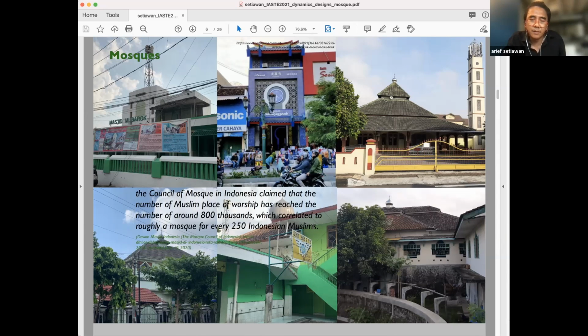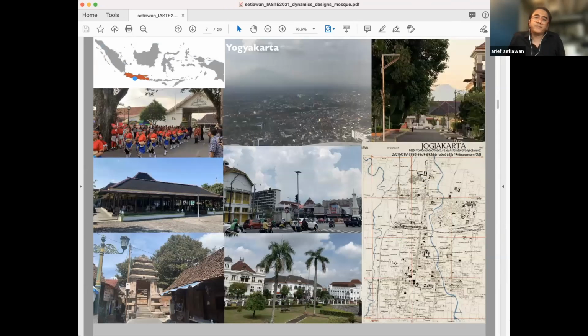And this is what my interest in this paper is: the change in design of mosques, along with this religious turn in Indonesia. I'm focusing my paper on the city of Yogyakarta.